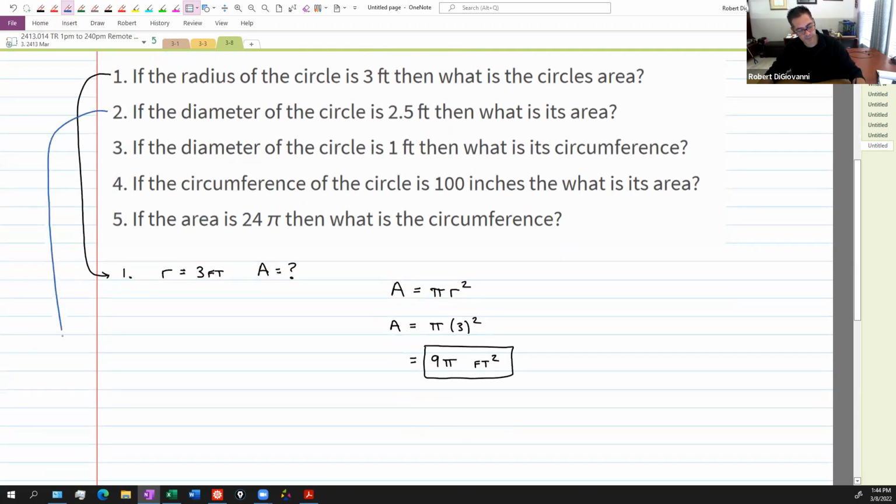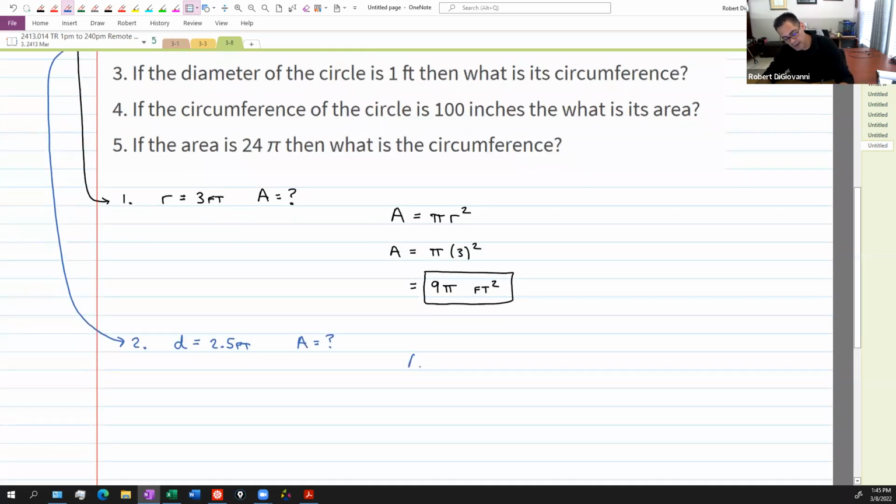Look at the second one. For the second one, I'm giving you that the diameter of a circle is 2.5 feet, and I want to know what its area is. Well, again, we know that the area is pi times the radius squared. The problem with this formula is that the area of a circle is connected to the radius of the circle, and we are given information about the diameter. So you need to understand what the diameter is and how it's related to the radius.